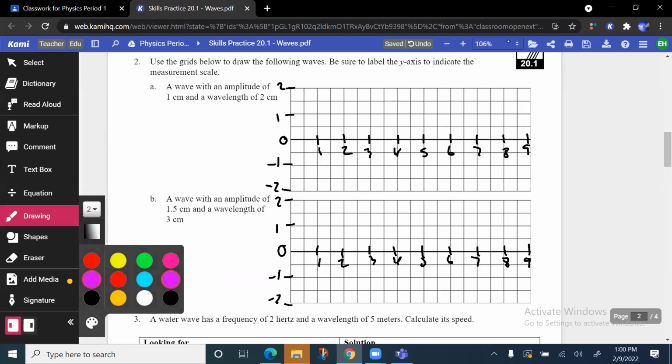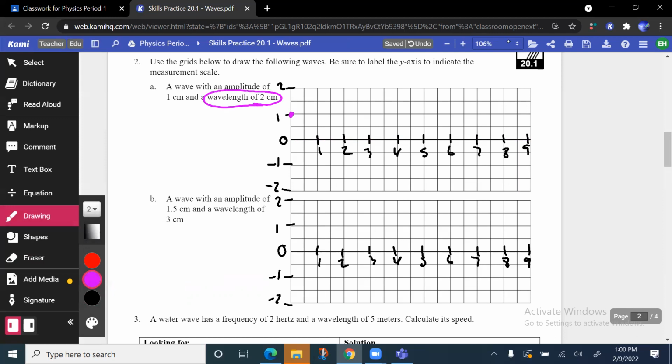Okay, so now to create an amplitude of 1 centimeter, we got to go 1 centimeter higher or lower than 0. 0 is the equilibrium. So go 1 centimeter higher or lower than that, and I'll place a dot right here at 1 centimeter. Now I need to repeat that dot every 2 centimeters. In other words, we're going to create one wave every 2 centimeters. I'm going to make another dot every 2 centimeters down the line.